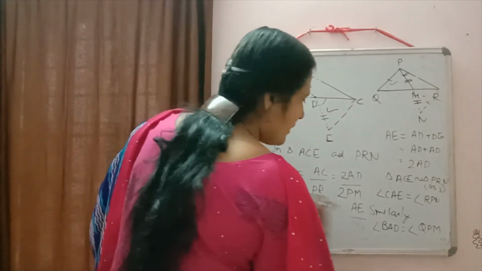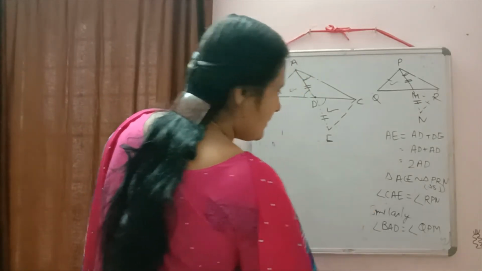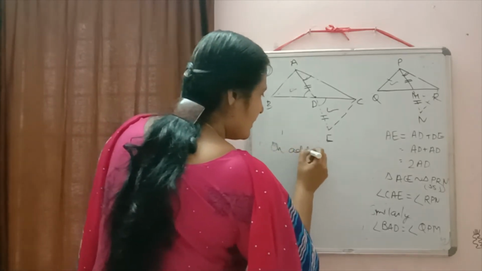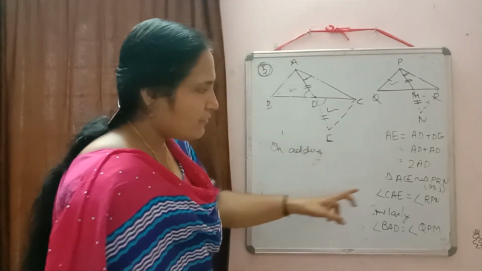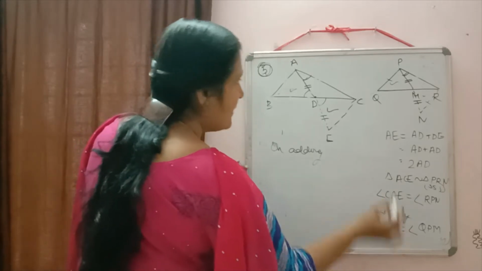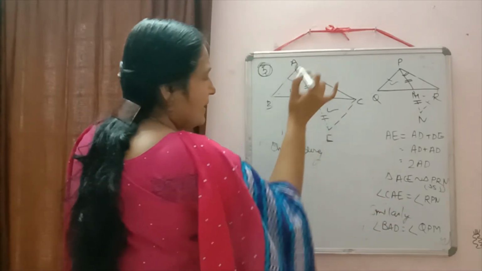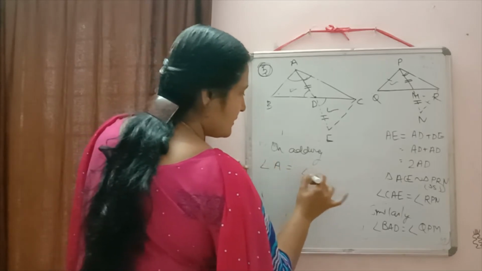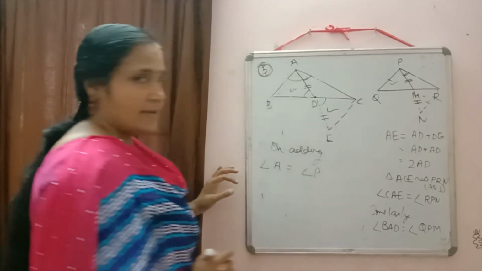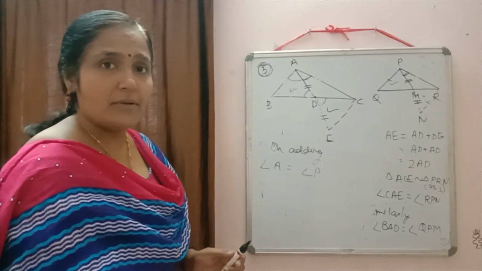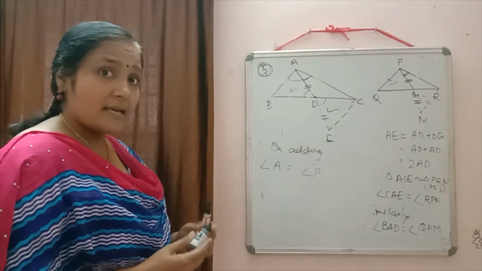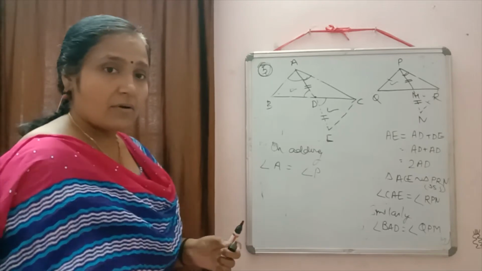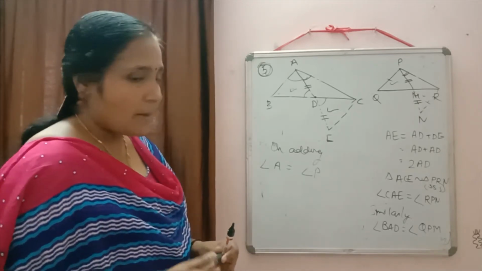So what will we do now after? Just write down there, on adding. So if we add, what will come? Angle CAE plus angle BAD will be equal to angle A is equal to angle P. So we got angle A is equal to angle P. Once again we have to write down, we need triangle ABC similar to triangle PQR.